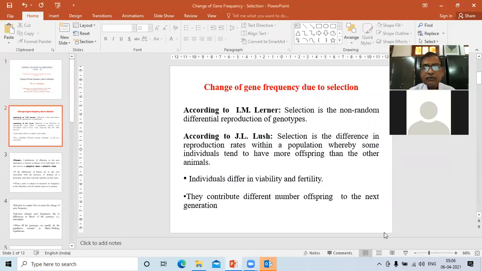For this, we have to know the selection. What is selection? And there are different selections. In a nutshell, selection means increasing the frequency of desirable genes in the population. That means the individuals carrying the superior genes for any character, we have to select, and that is known as selection.